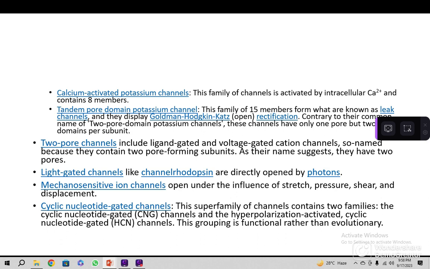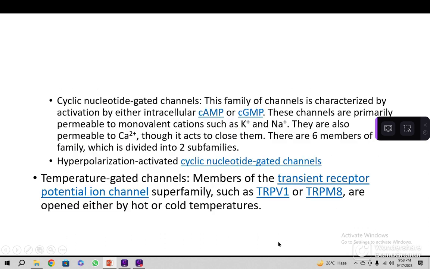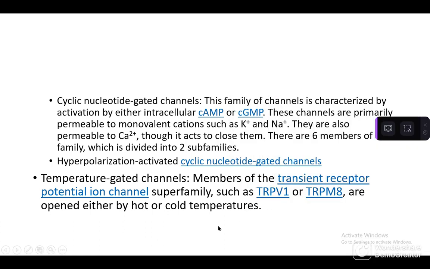Specific channels, how they are gated, non-gated, etc. The two-pore channels, lipid-gated channels, mechanosensitive ion channels, cyclic nucleotide-gated channels, etc. And temperature-gated channels also. This is an interesting situation in which you are discussing temperature. If you are discussing temperature, it means thermoregulation and disease associated with heat, etc.